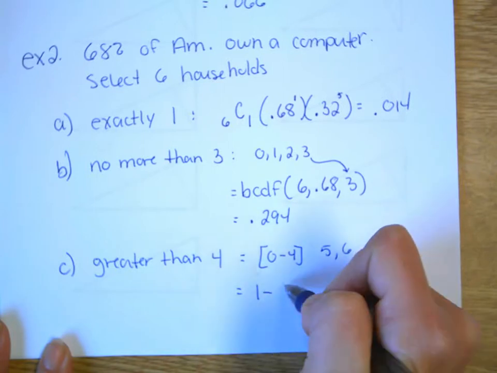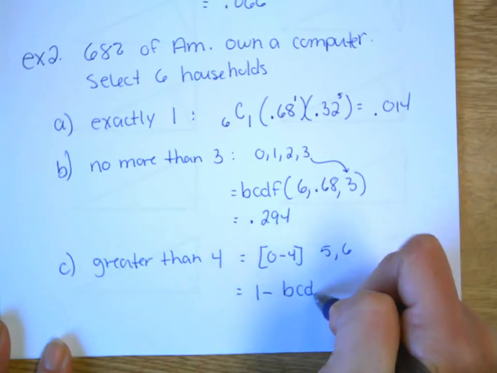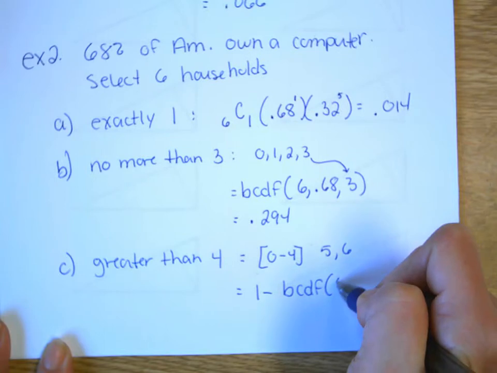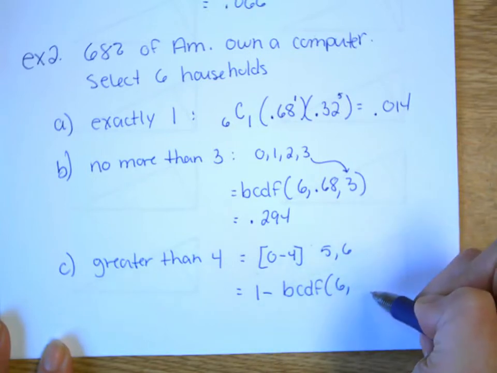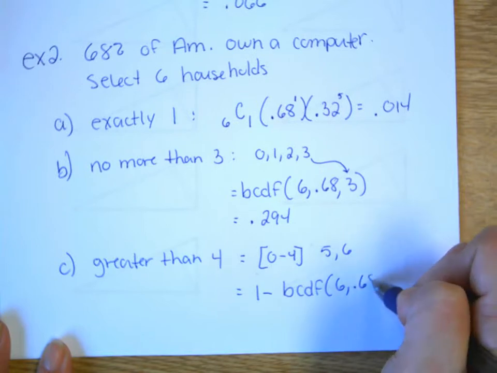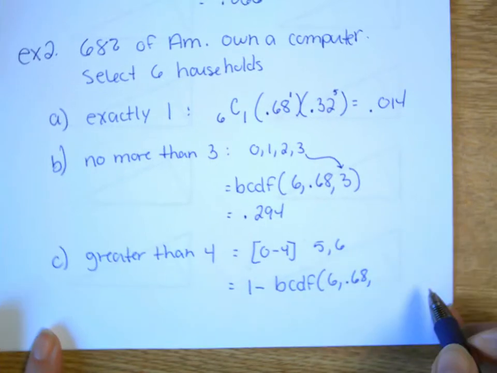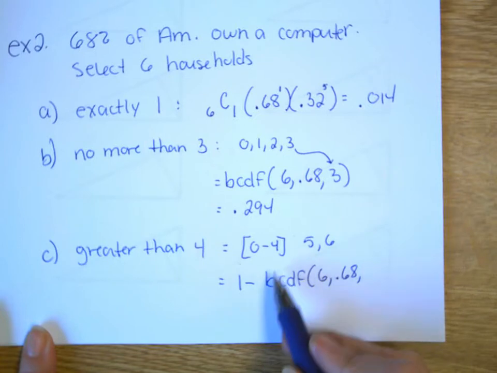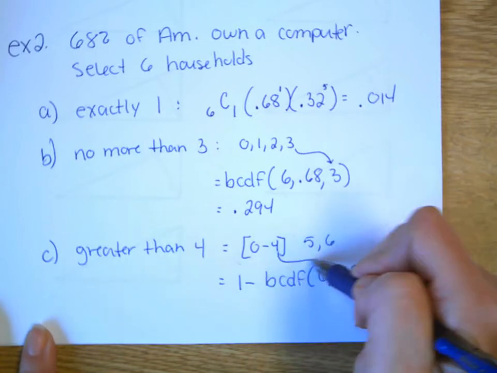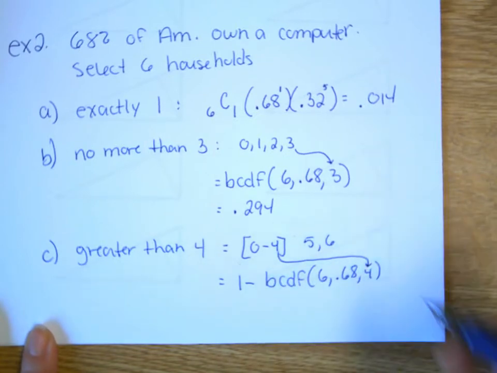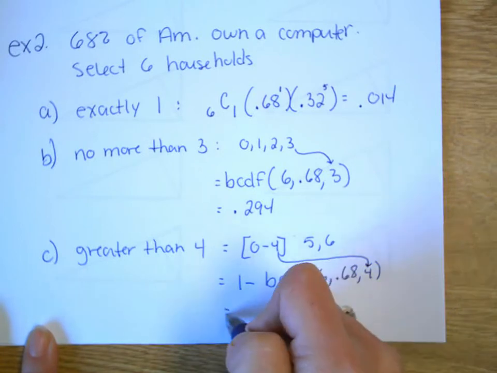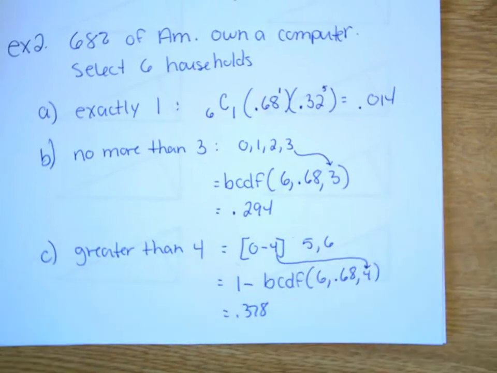So I'll do a 1 minus binom CDF 6, comma, 0.68. What X value are you going to put in there? 4, because it's the part you're subtracting off. It's got to match this. 0.378. Okay, enough of that.